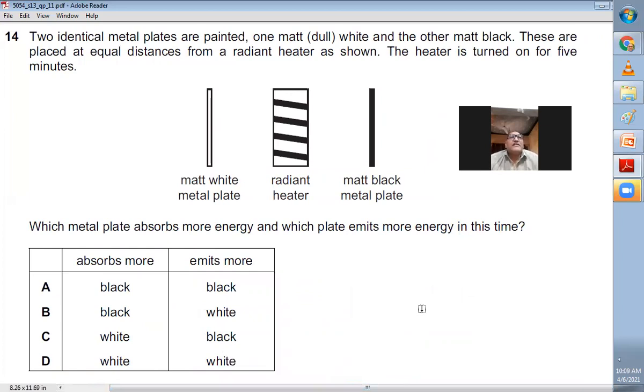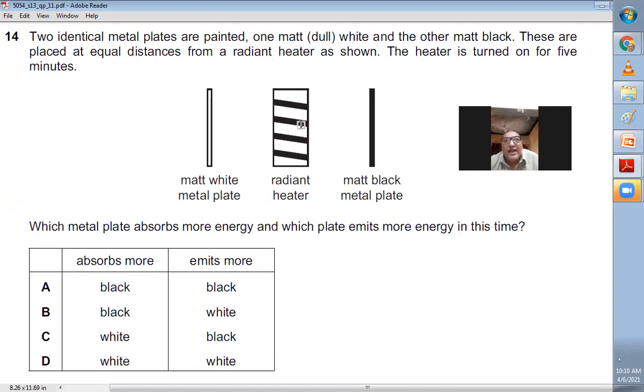Two identical metal plates are painted, one matte dull white and the other matte black. These are placed at equal distances from a radiant heater as shown. The heater is turned on for 5 minutes. Which metal plate absorbs more energy and which metal plate emits more energy in this time?